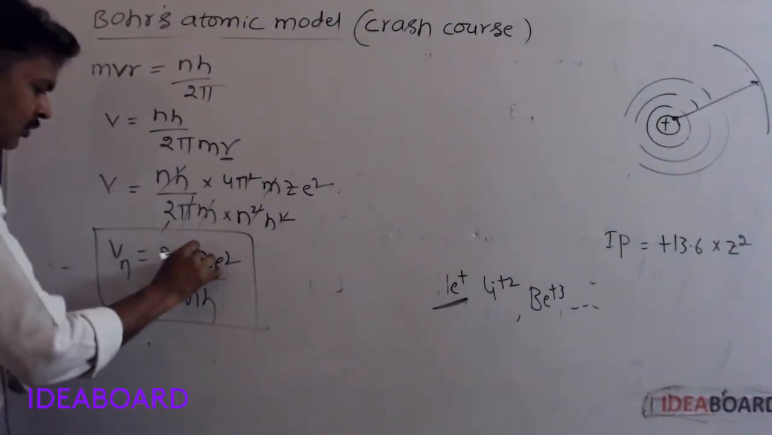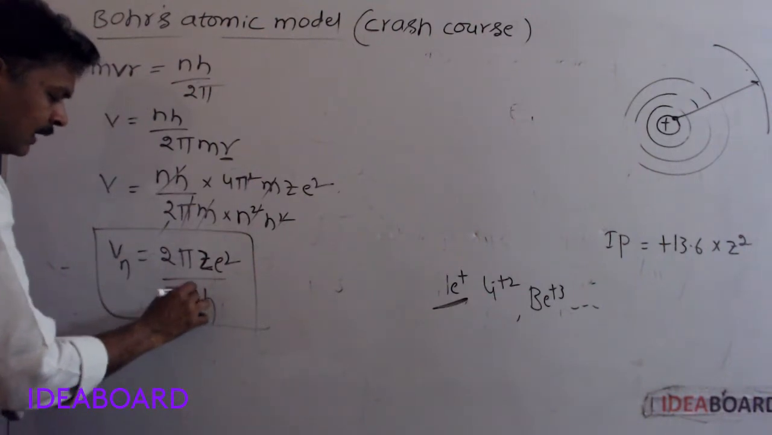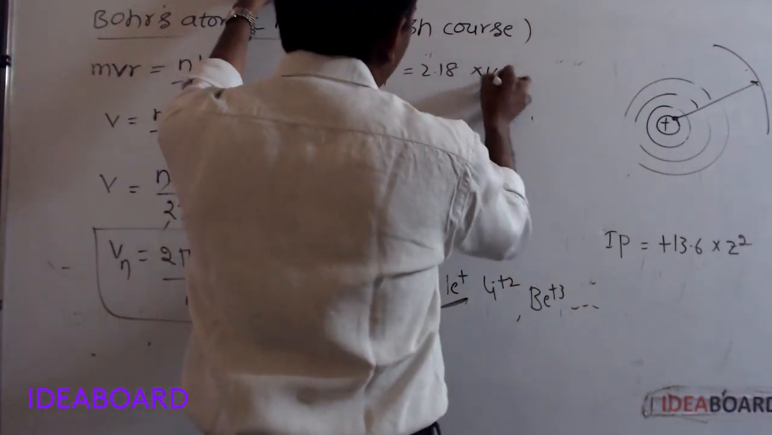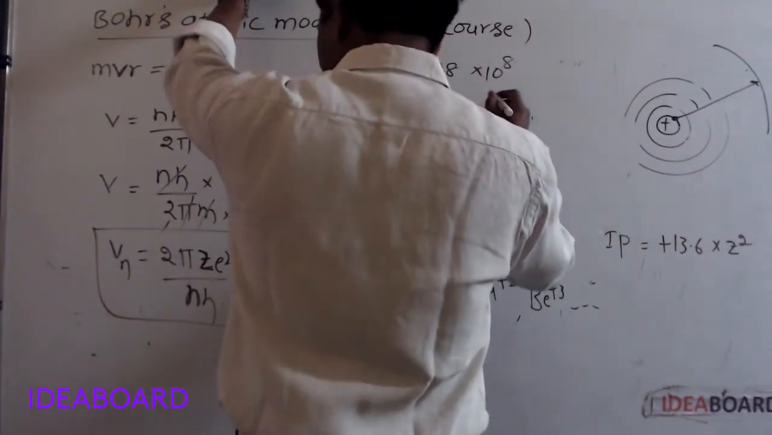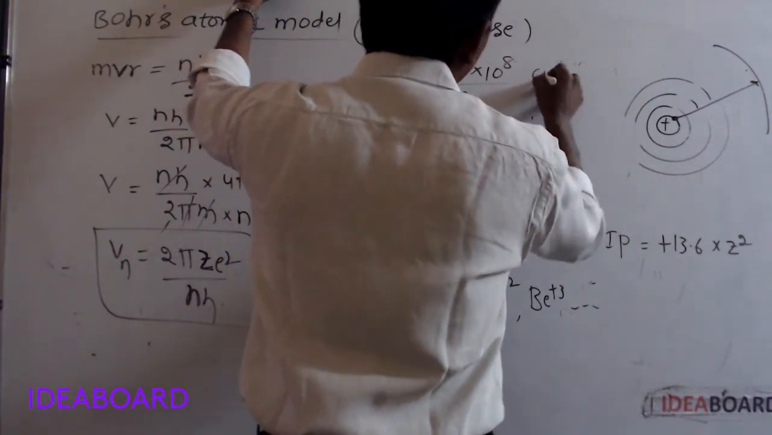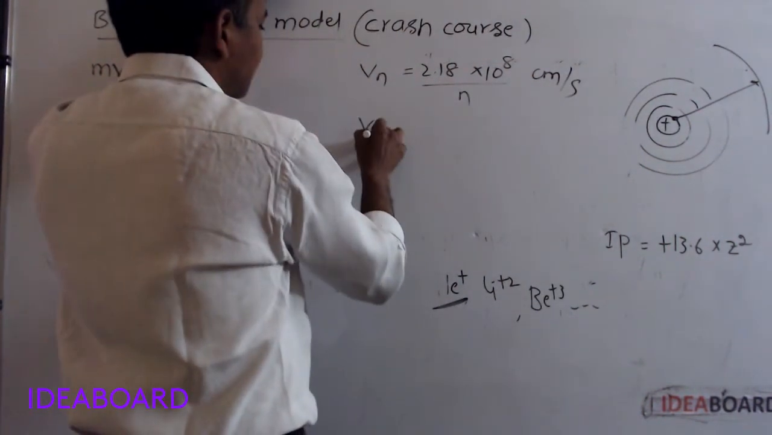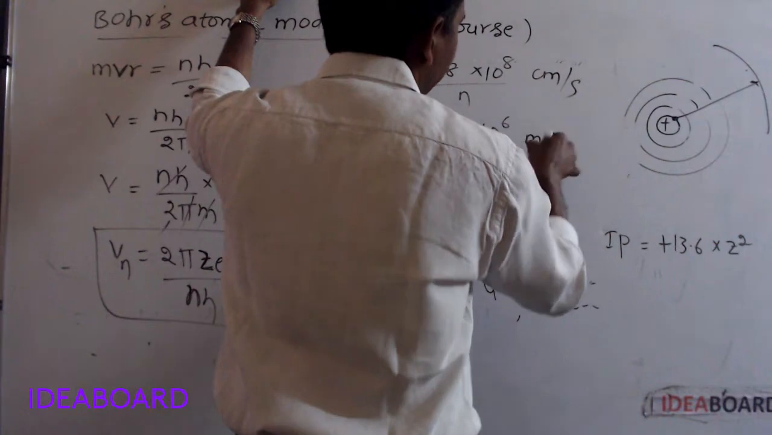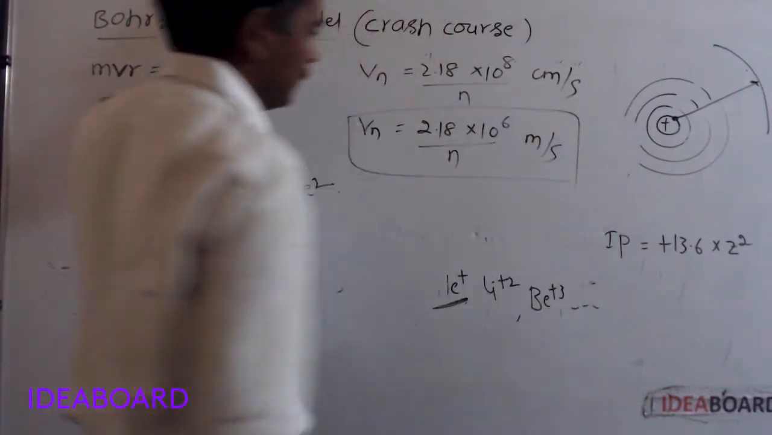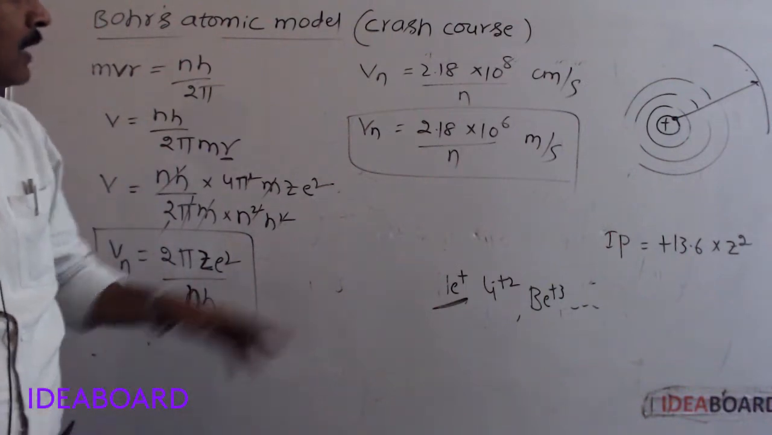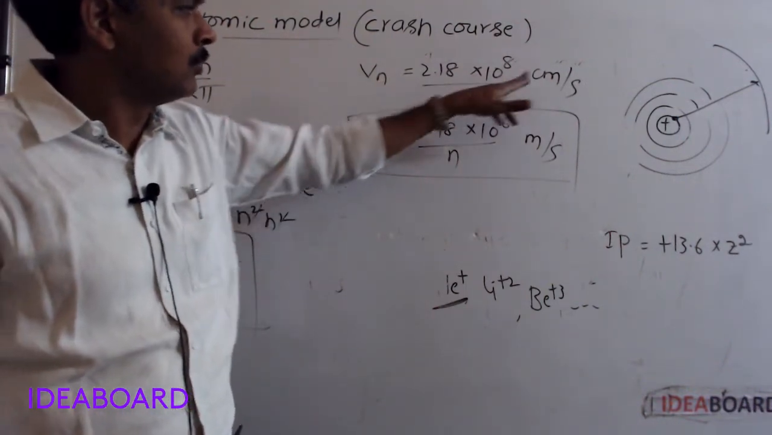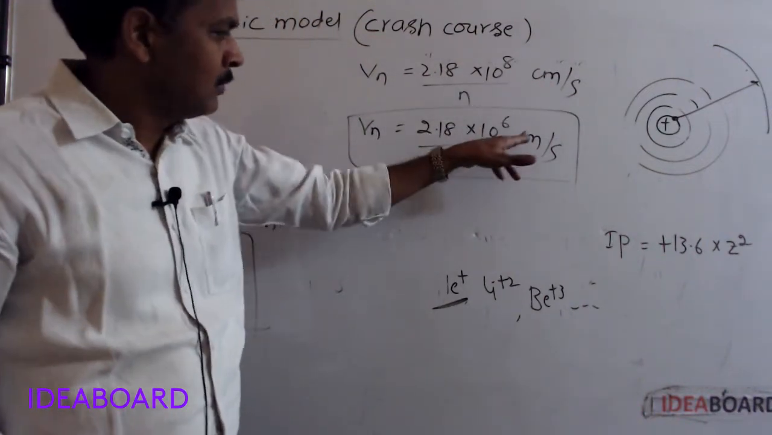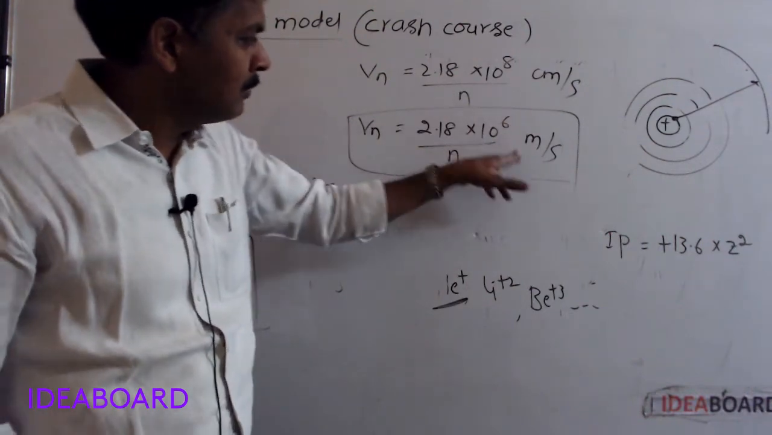For hydrogen, Z is equal to 1, the remaining are all constants except this n. So Vn is equal to 2.18 into 10 power 8 divided by n centimeter per second in CGS units. In SI units, 2.18 into 10 power 6 by n meter per second. This is the velocity of an electron in the nth orbit of hydrogen.